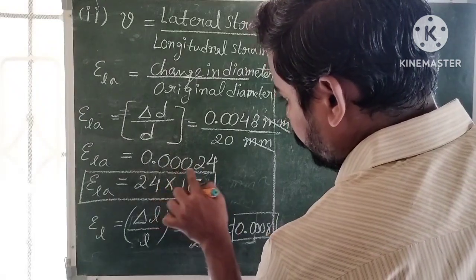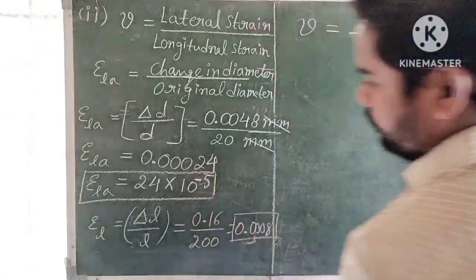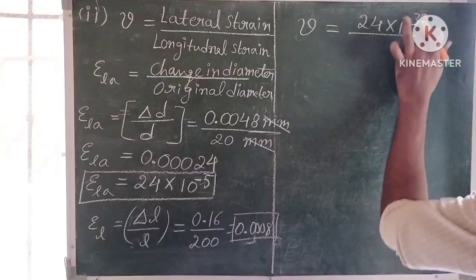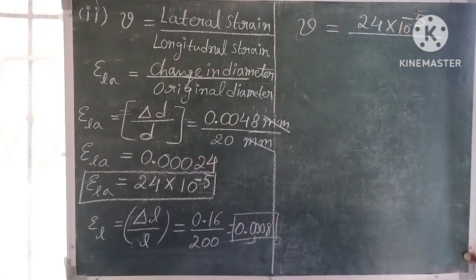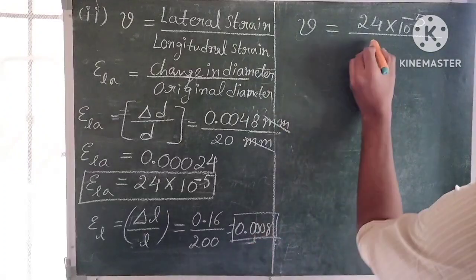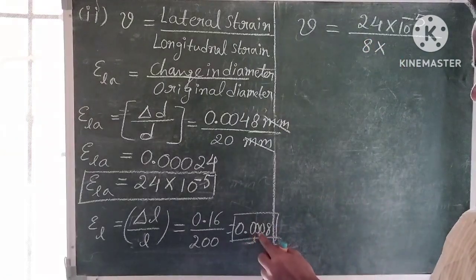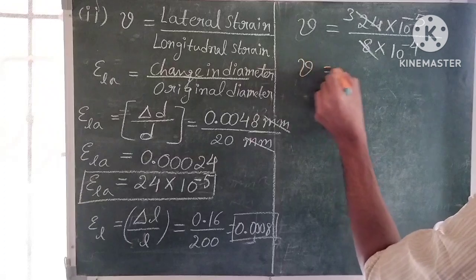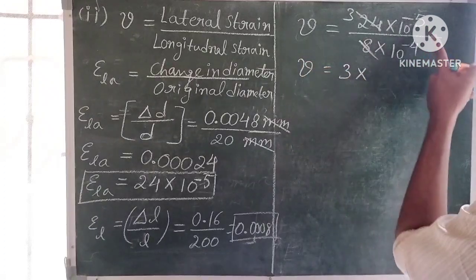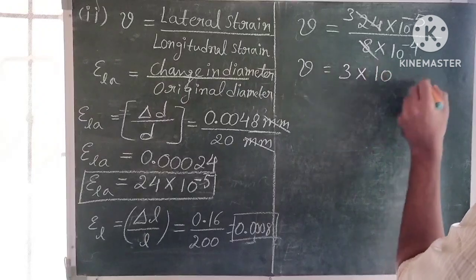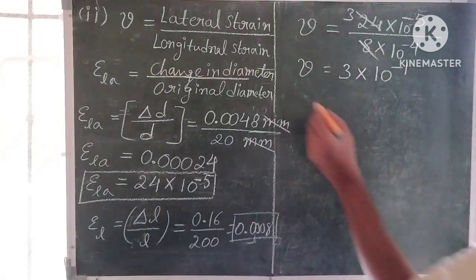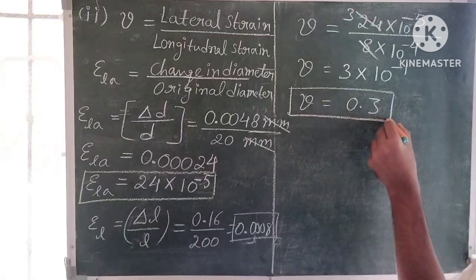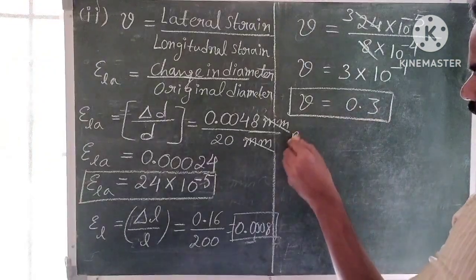So lateral strain, sorry, this is 24 × 10⁻⁵, we are moving 5 places, so 10⁻⁵. So 24 × 10⁻⁵ by 0.0008, so that is 8 × 10⁻⁴, 4 places. 24 by 8 is 3, so mu is equal to 3 × 10⁻⁵ by 10⁻⁴. So mu is equal to 0.3. So what is the value of Poisson's ratio? 0.3.